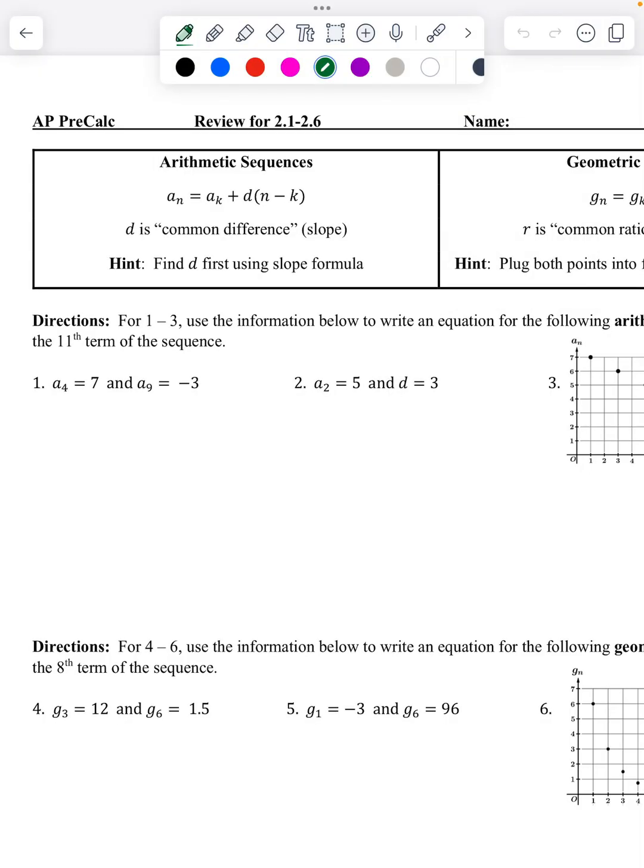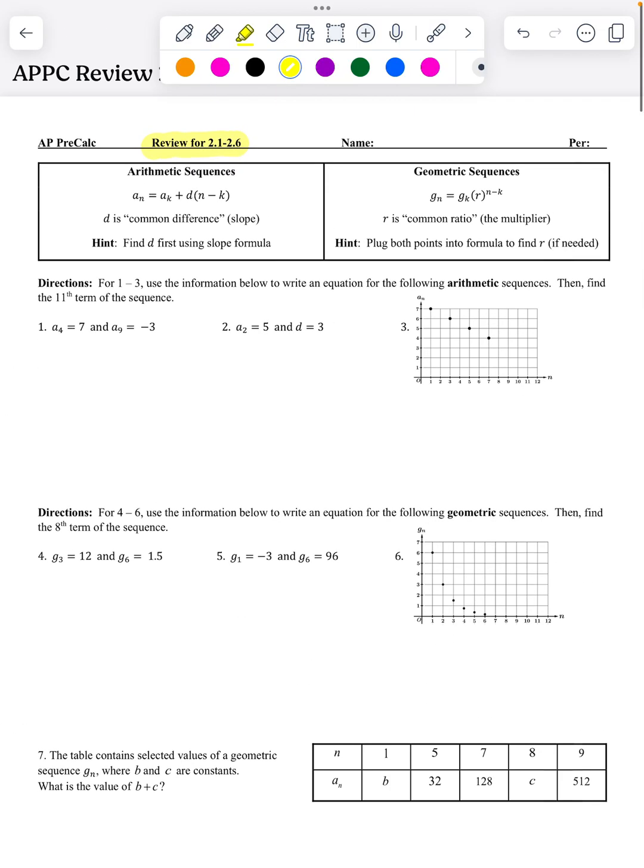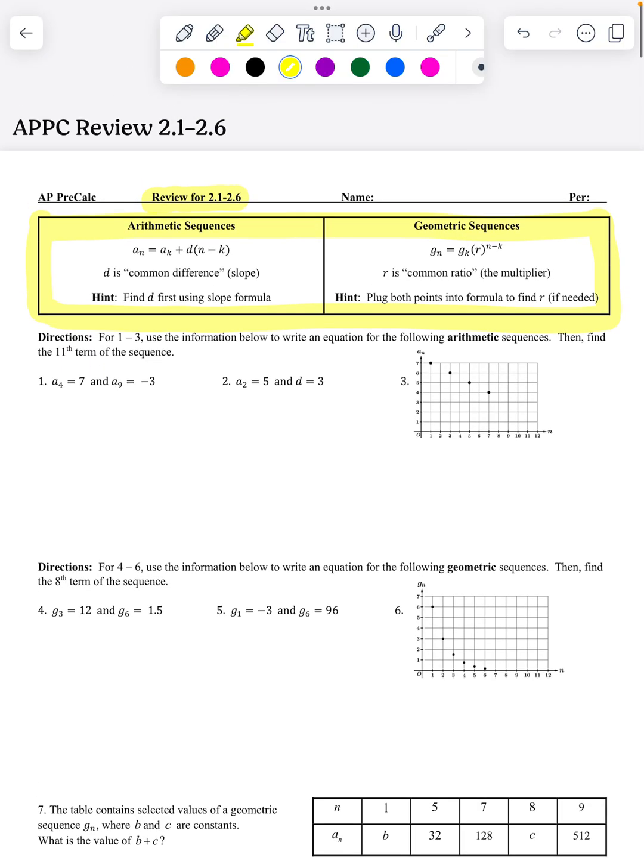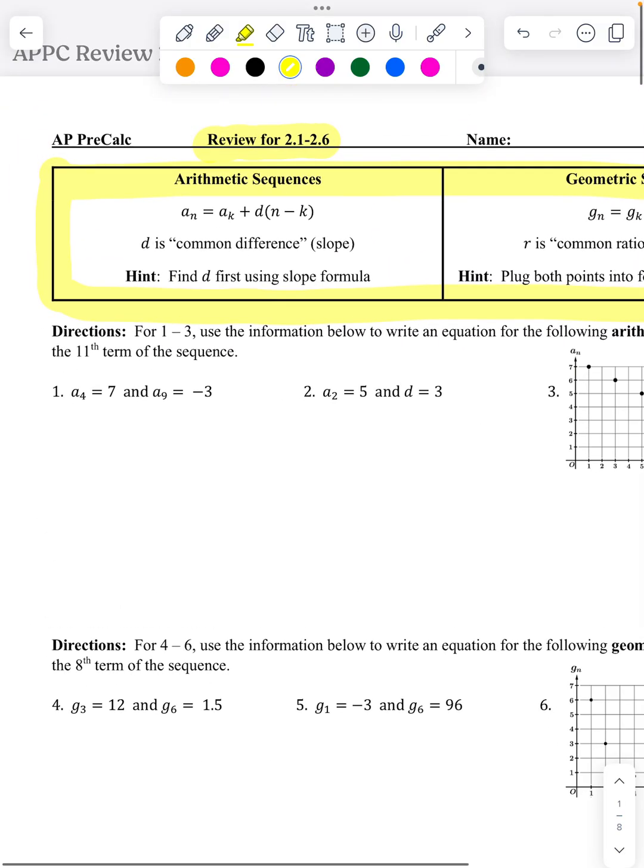Alrighty, friends, let's review for our 21226 test. So these boxes, pay attention to how much you are relying on that information, because obviously that's not going to be posted for you on there. But the words matter a ton, like they always do in this class. So when you're reading, really be careful.